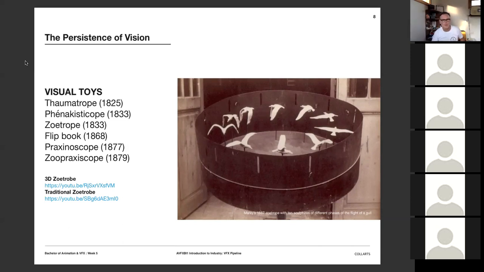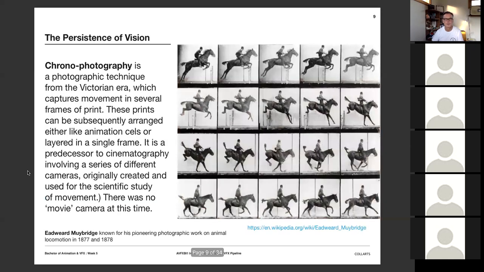I found a good example of a 3D one. I think that's the example I put in there, which is of Toy Story. And so it's got all the Toy Story characters, Woody and the like, and Buzz and whatnot, jumping around. So, yeah, and they've got the traditional one as well. Okay. So this Victorian era was quite prolific for these leaps in knowledge.